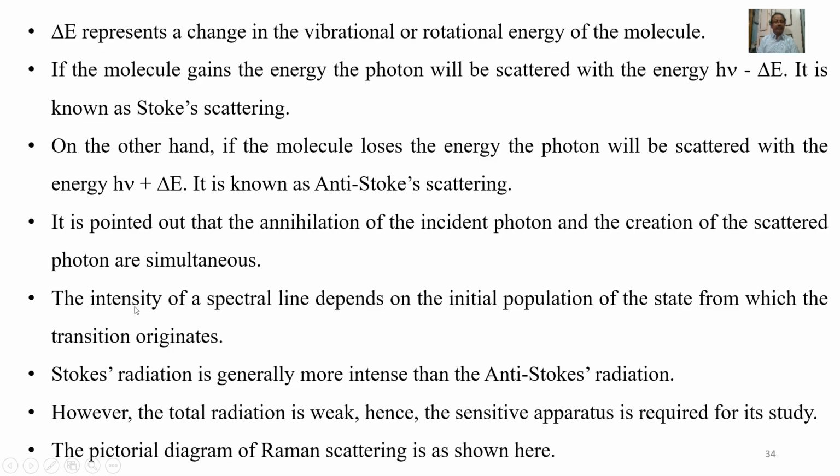The intensity of a spectral line depends on the initial population of the state from which the transition originates. Stokes radiation is generally more intense than the anti-Stokes radiation. However, the total radiation is weak, hence the sensitive apparatus is required for its study. The pictorial diagram of Raman scattering is as shown here.